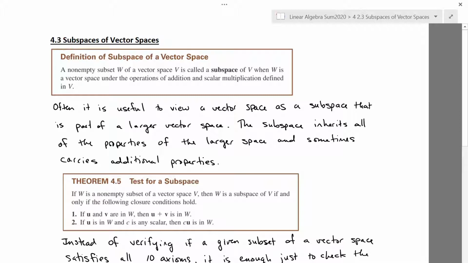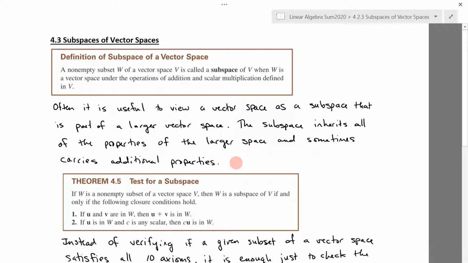In this video, we'll discuss subspaces of vector spaces. In many situations, it's useful to view a vector space as some subspace that's part of a larger space. In these situations, the subspace inherits all of the properties of the larger space, while sometimes carrying additional properties.